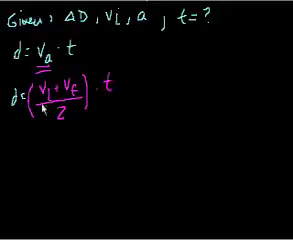And then, well, can we use this equation directly? Well, no. We know acceleration, but we don't know final velocity. So if we can write this final velocity in terms of the other things in this equation, then maybe we can solve for time. Well, let's try to do that.